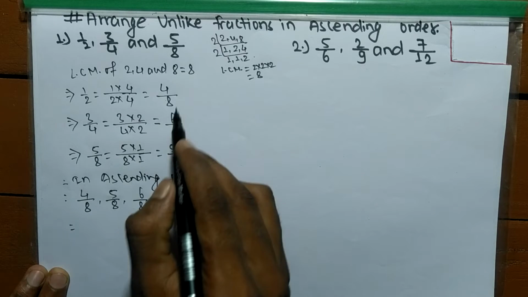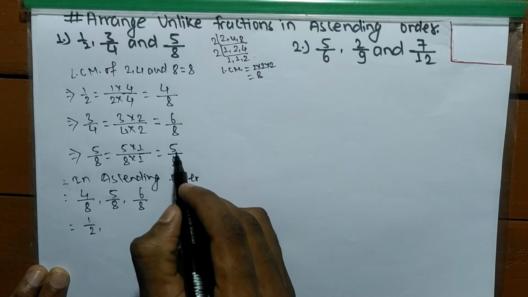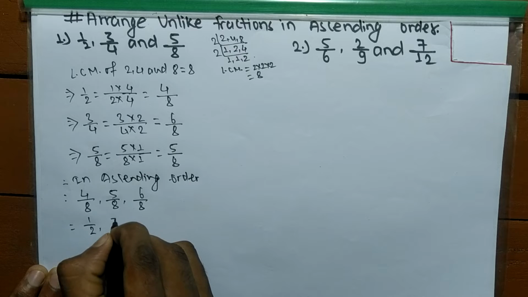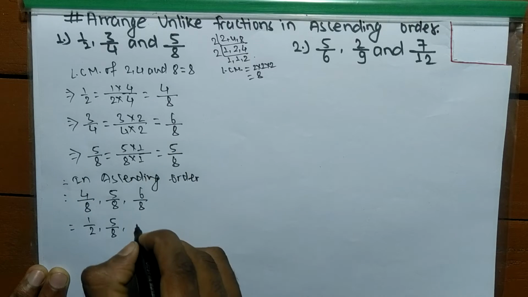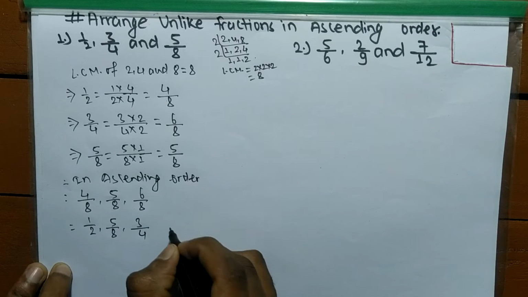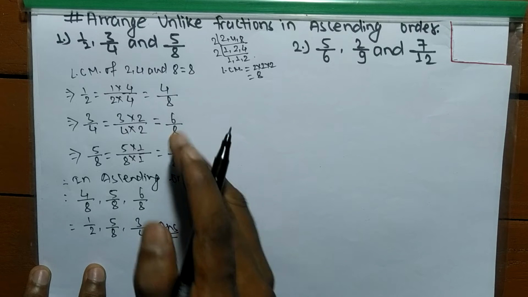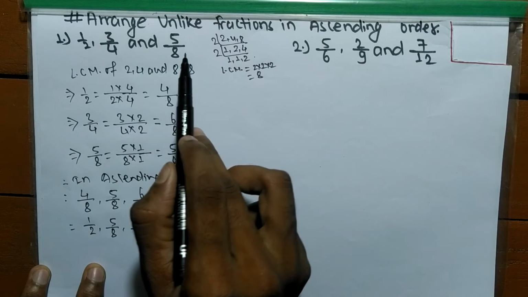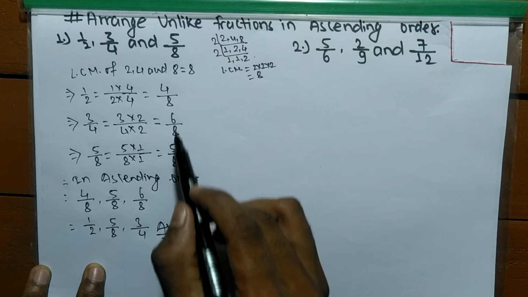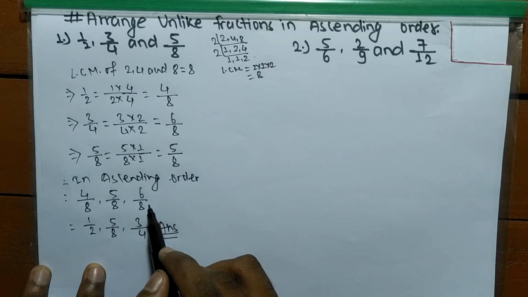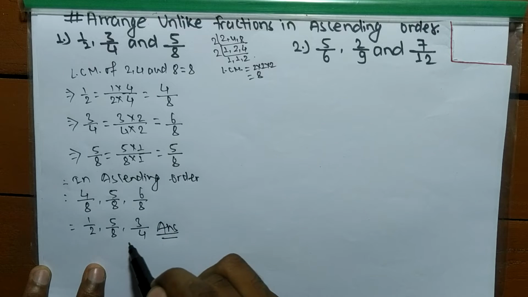Here 4 by 8 corresponds to 1 by 2. Likewise, 5 by 8 corresponds to 5 by 8. Likewise, 6 by 8 corresponds to 3 by 4. So these are all arranged in ascending order. So first we have to take the LCM of the denominators. After that, convert all the unlike fractions into like fractions, then arrange them in ascending order and map the like fractions back to the given unlike fractions.